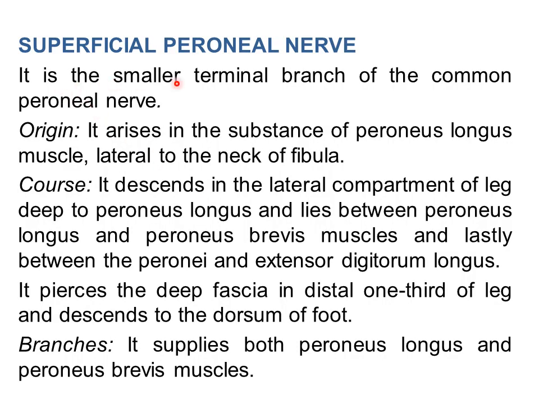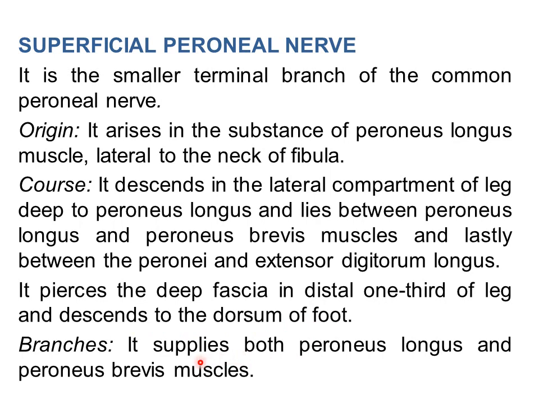So again, to have a discussion about the superficial peroneal nerve, it is a smaller terminal branch of the common peroneal nerve, arises in the substance of the peroneus longus muscle on the lateral side of the neck of the fibula. It descends in the lateral compartment of the leg deep to the peroneus longus, between the peroneus longus and brevis, and lastly between the peroneus brevis and extensor digitorum longus. It pierces the deep fascia in the distal one-third of the leg and descends on the dorsum of the foot.